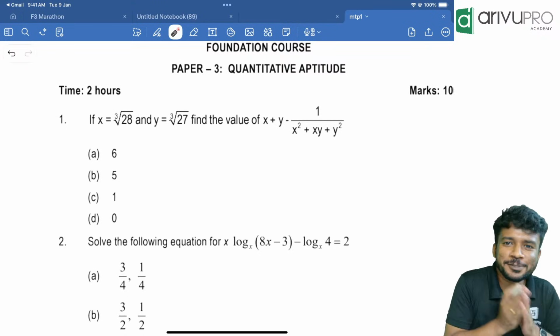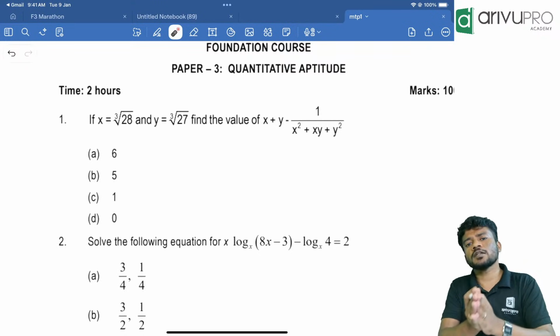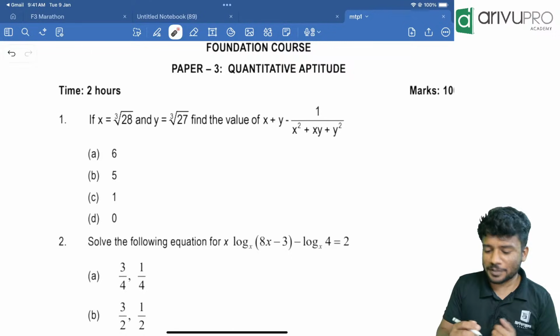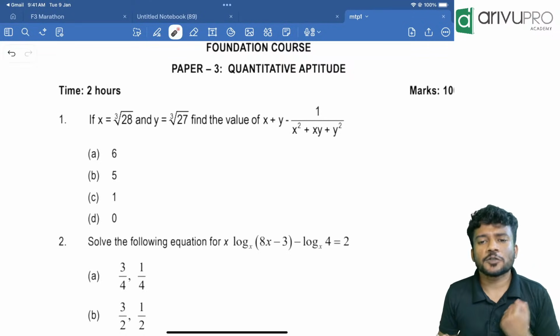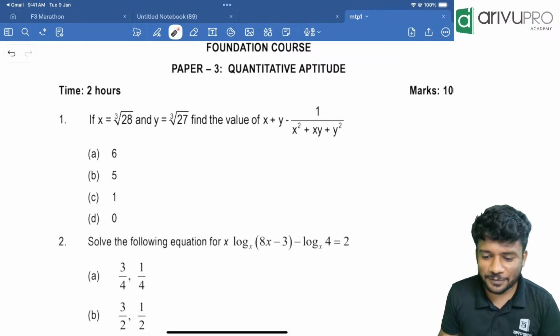Today we are going to discuss the mock test paper number 1 of CA Foundation Quantitative Aptitude for the examination Jan 2026.